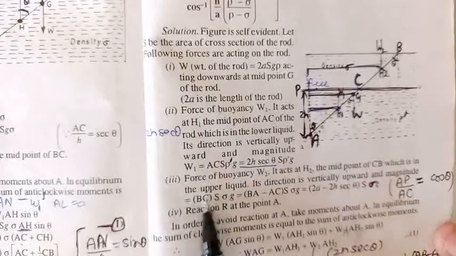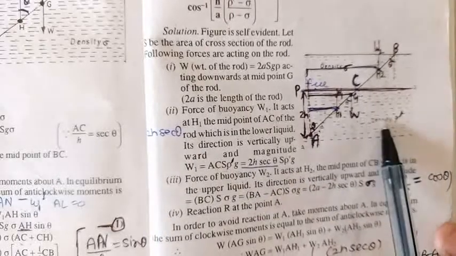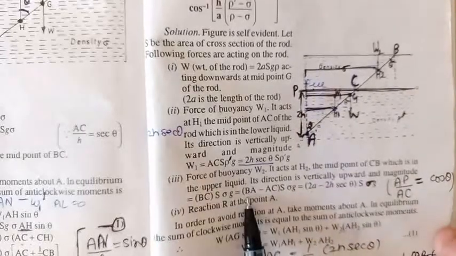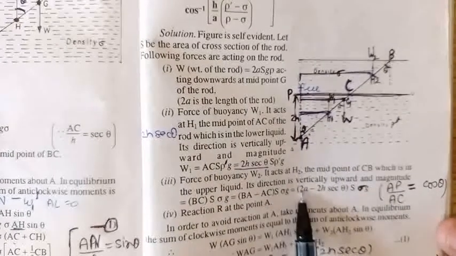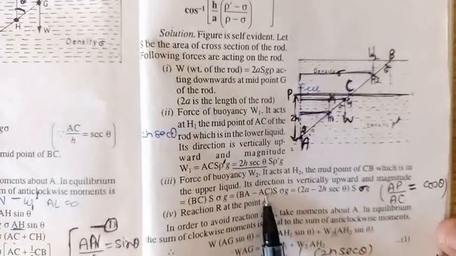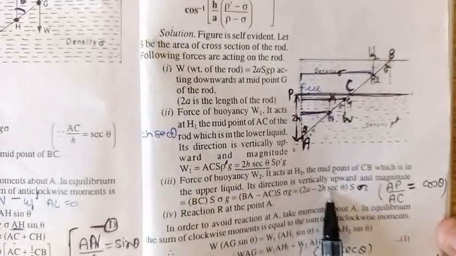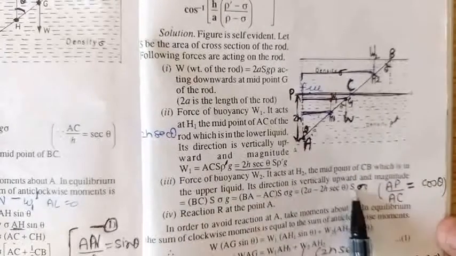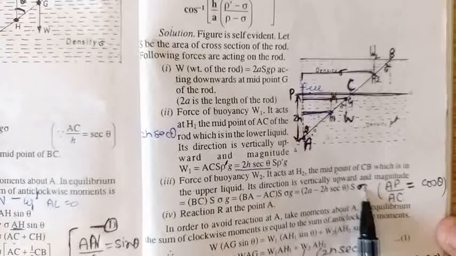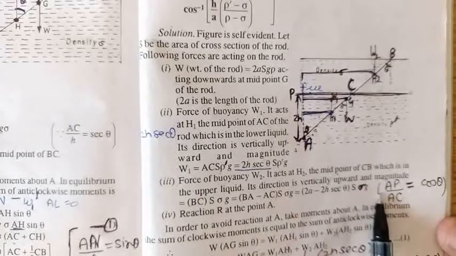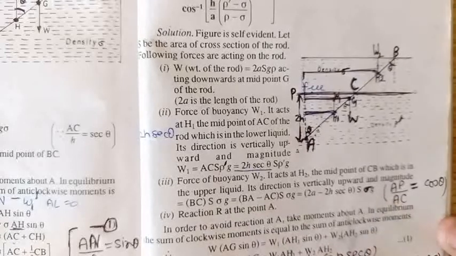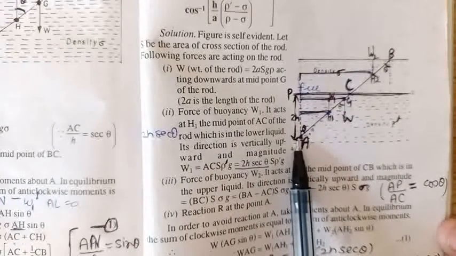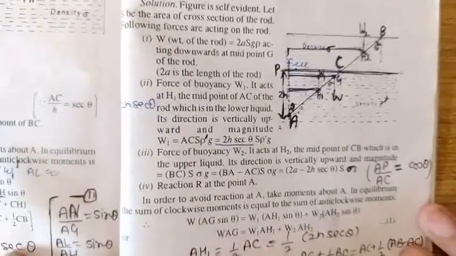Now we are to find the length BC. From this figure we can see that BC is given by AB minus AC. The length AB, that is the length of the rod, is 2a. AC we have obtained already, which is 2h secant theta. So W2 becomes (2a minus 2h secant theta) into area of cross section S into density of upper liquid, sigma, into g. Now let us take the moments of these forces about the point A so that we can avoid the reaction at the point A. And let us apply the condition of equilibrium.